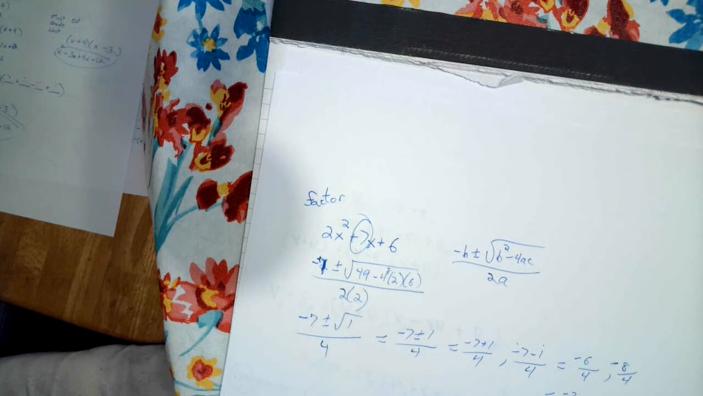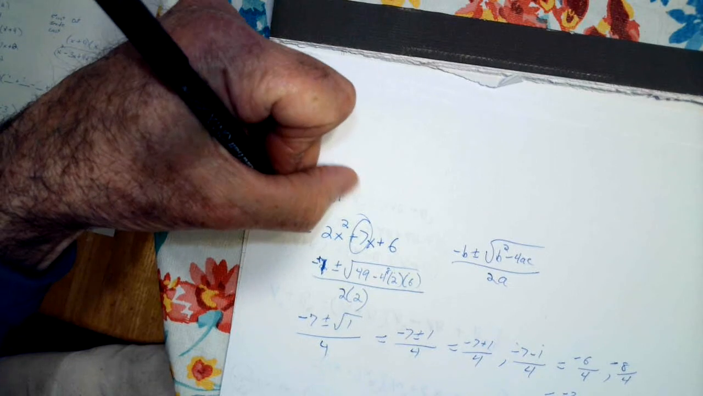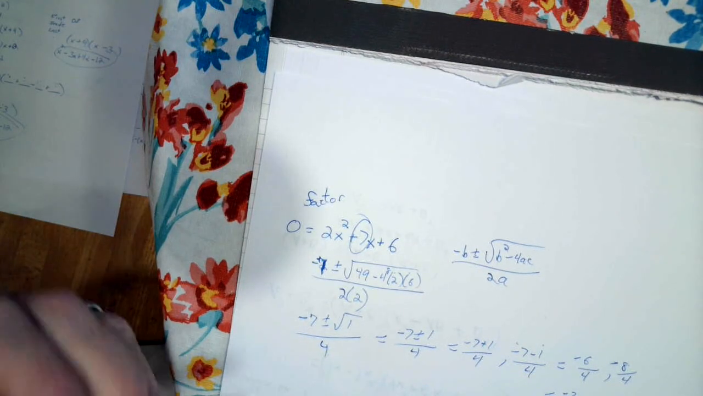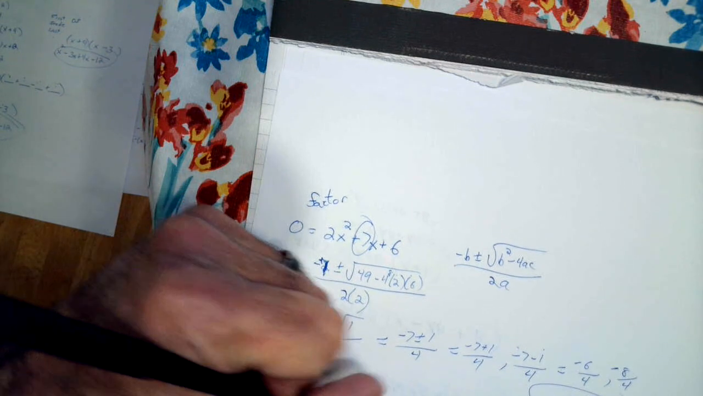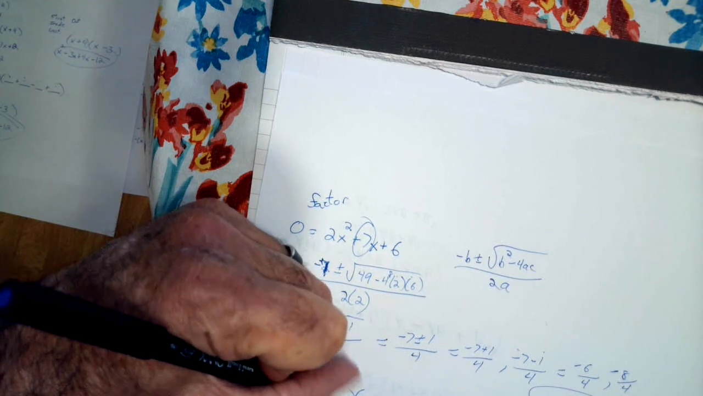Now, if they say factor this, I want you to see something cool here. This is the solution. Say find equals 0. Those are the roots of that parabola. If they say factor, once you find the roots, you can actually go backwards and write this. So in this case, it's x.